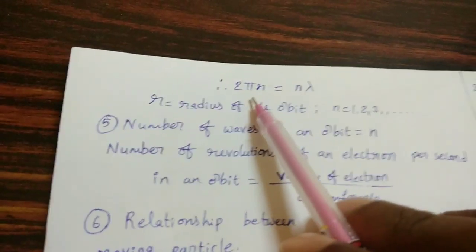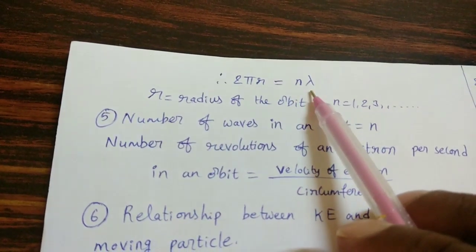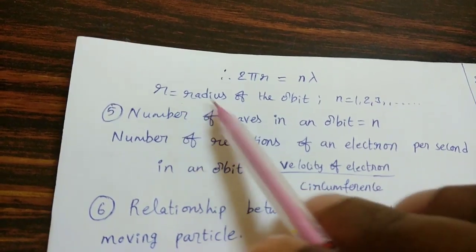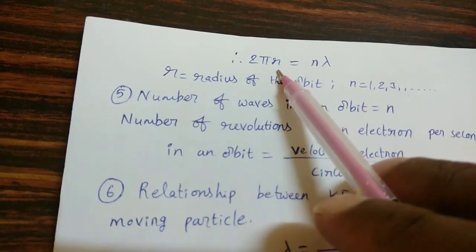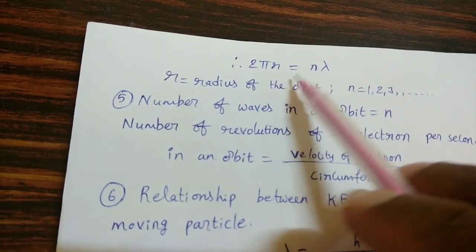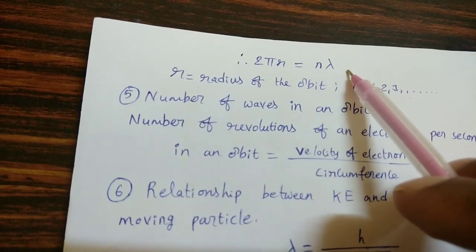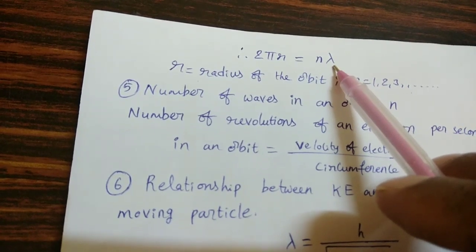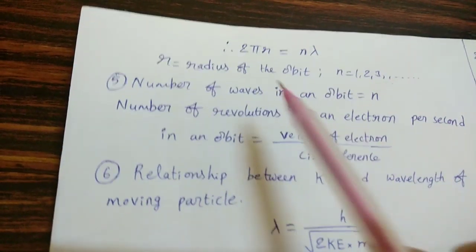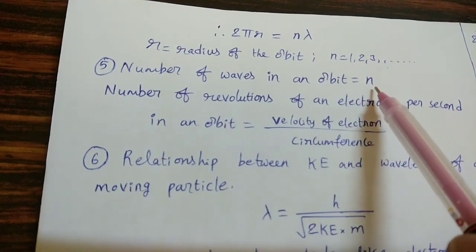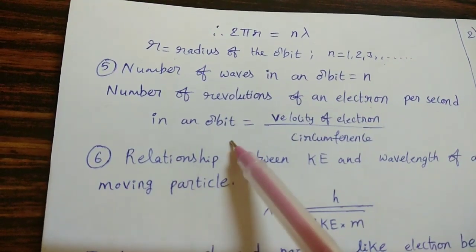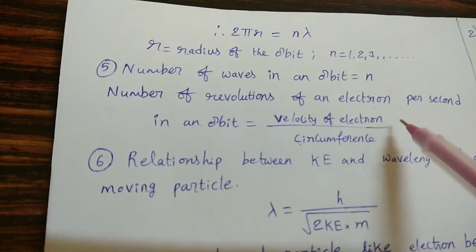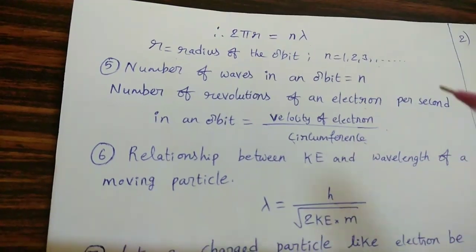See the formula for that. 2 pi r, the circumference, is equal to n lambda, where r is the radius of the orbit and n equals 1, 2, 3. That means 2 pi r equals lambda, 2 pi r equals 2 lambda, 3 lambda, 4 lambda, like this, an integral multiple of wavelength. Next, the number of waves in an orbit equals n, and the number of revolutions of the electron per second in an orbit equals the velocity of the electron divided by the circumference.